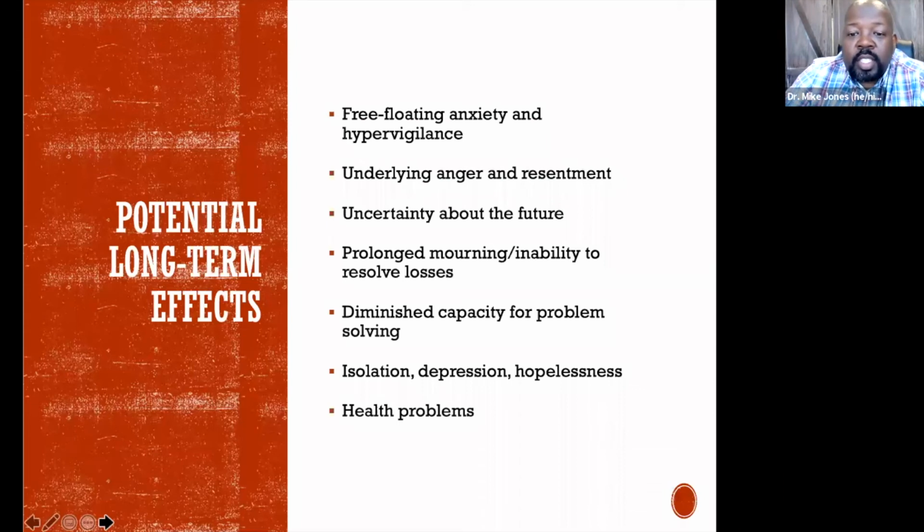Another one is just diminished capacity for problem solving. And what we see here is that individuals feel so overwhelmed because so many things are going on in their life that when it comes to dealing with small issues that usually don't take that much thinking or much effort to do, it becomes difficult because they're feeling overwhelmed.